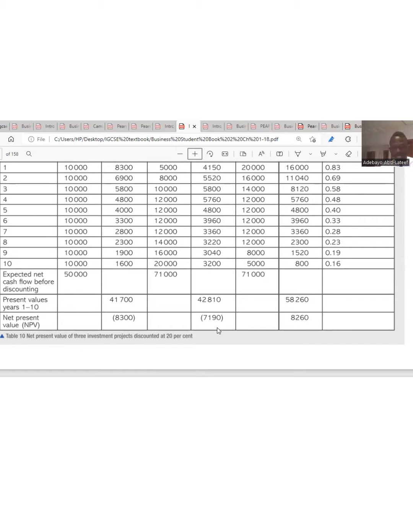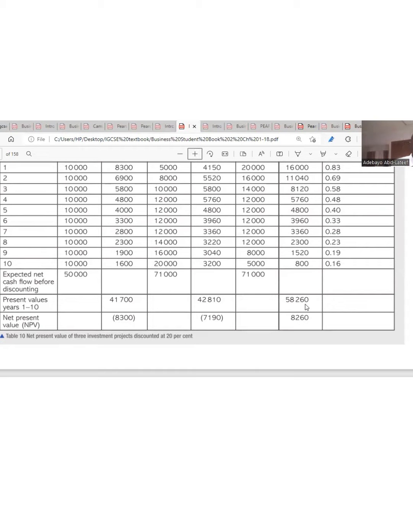Yes. So look at project B. Initial cost, when you take 50,000 from 42,000, you got a negative answer. Then project C has a present value of 58,260, which is more than the cost. So that means project C will be suitable. It's profitable to invest in project C. I think it's clear.